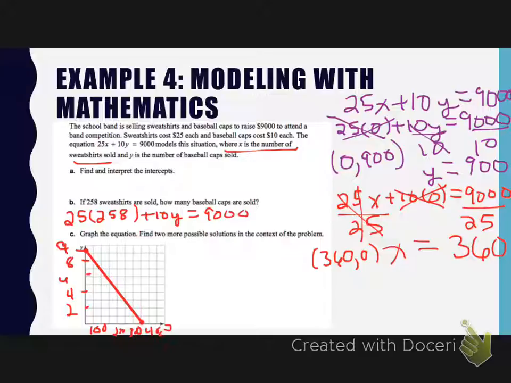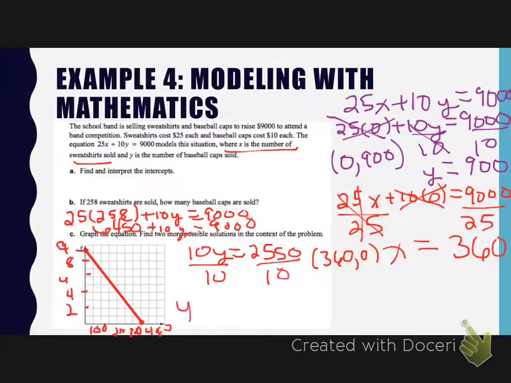And if I took 25 times 258, I would get 6,450 plus 10y equals 9,000. So to solve that, I'm going to take the 9,000 and subtract the 6,450 to move it over to the other side. And I'm going to get 10y equals 2,550. Divide by 10, and you get y equals 255. So I would need to sell 255 baseball caps.